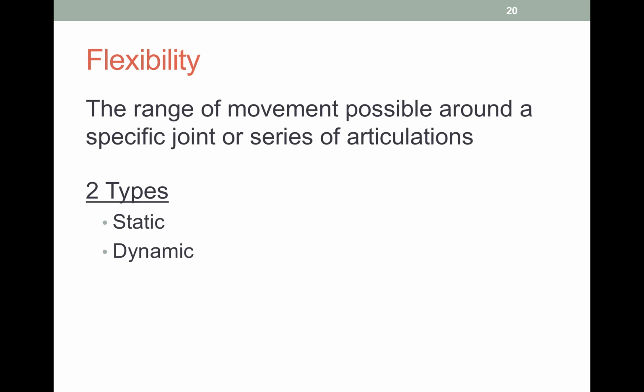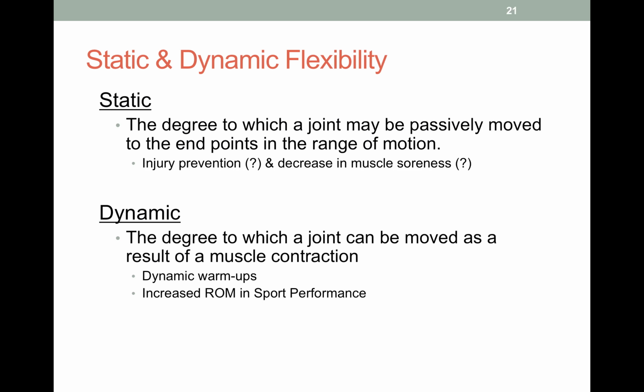Okay, so it's very joint specific. There are two different types, static and dynamic, and we've introduced these terms before, so you should already have an idea that static really is involving not a lot of external movement, whereas with dynamic, there's a lot of movement throughout the range of motion. Okay, so that's what we see here, and we're going to throw in a couple more words to help describe these. So static: the degree to which a joint may be passively moved to the endpoints in the range of motion. So it is passive.